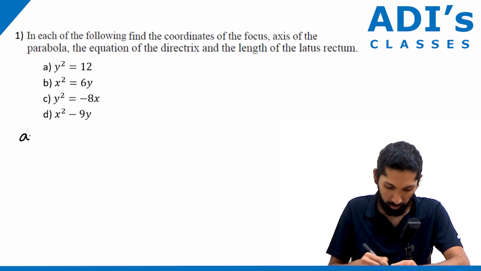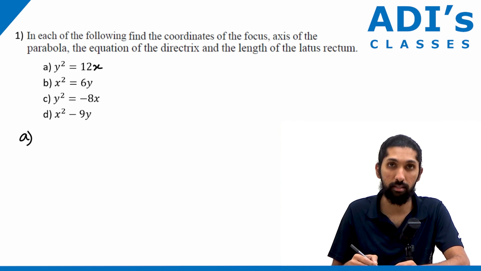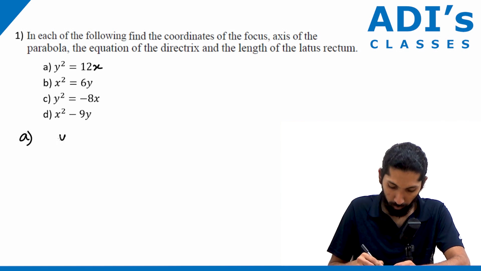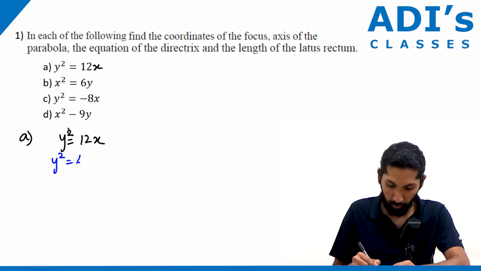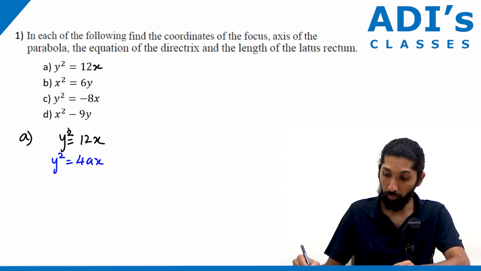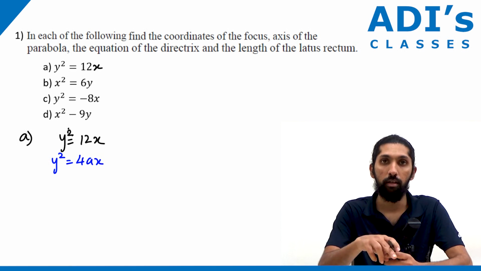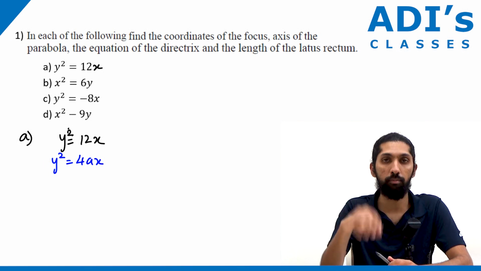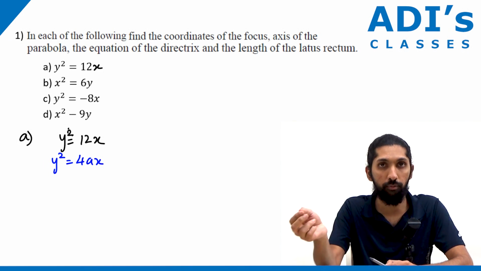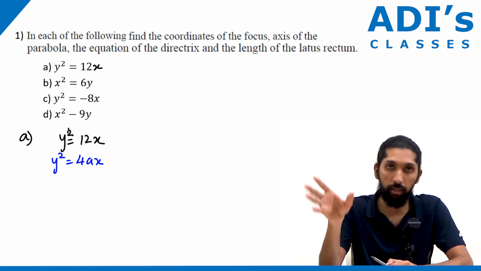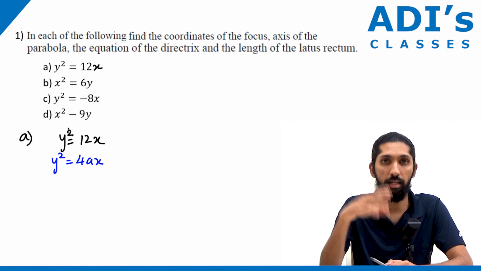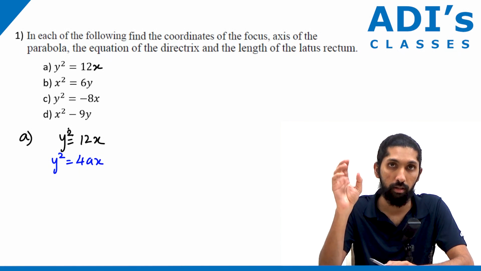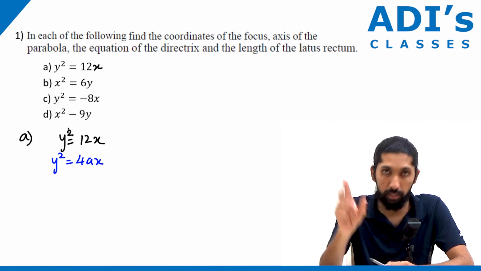The first one is y square is equal to 12x. Now, compare this with y square is equal to 4ax. You know the standard form. Why do we have to do it? You have to get the value of a. So, keep this in mind. Whenever you have a parabola, always equate it to the standard form and get the value of a, whatever it might be. a can be a fraction, can be decimal, negative, positive, any sort of real number. Get the value of a. That should be your first priority.